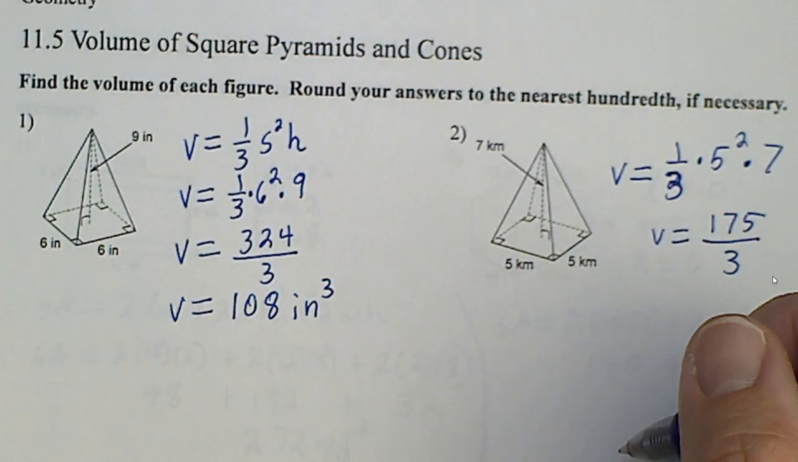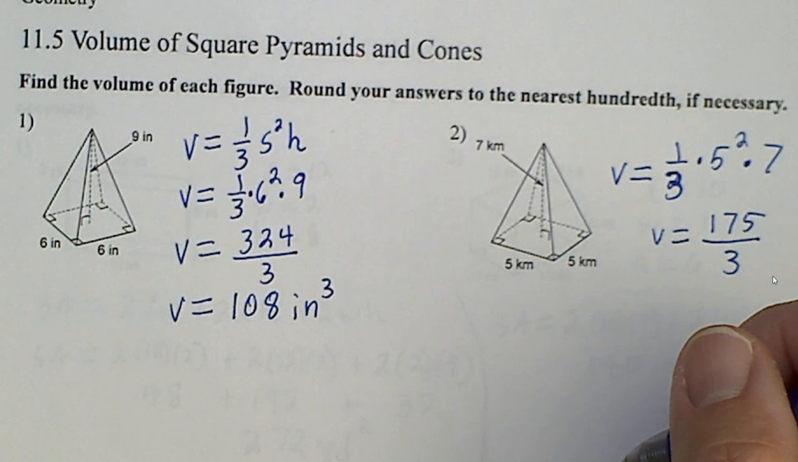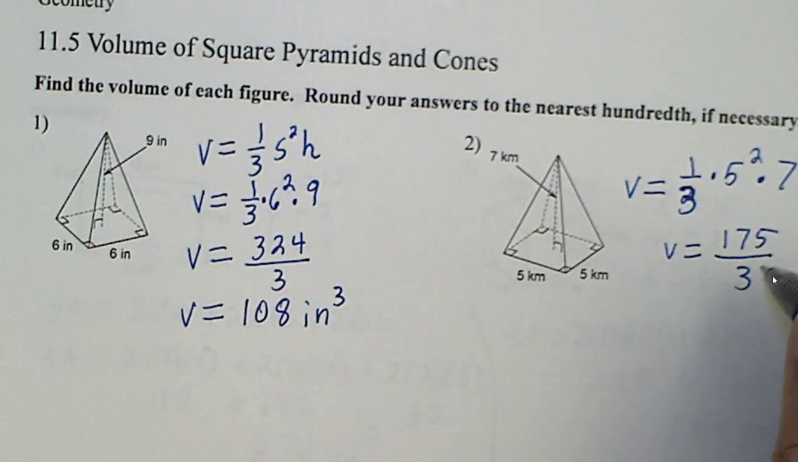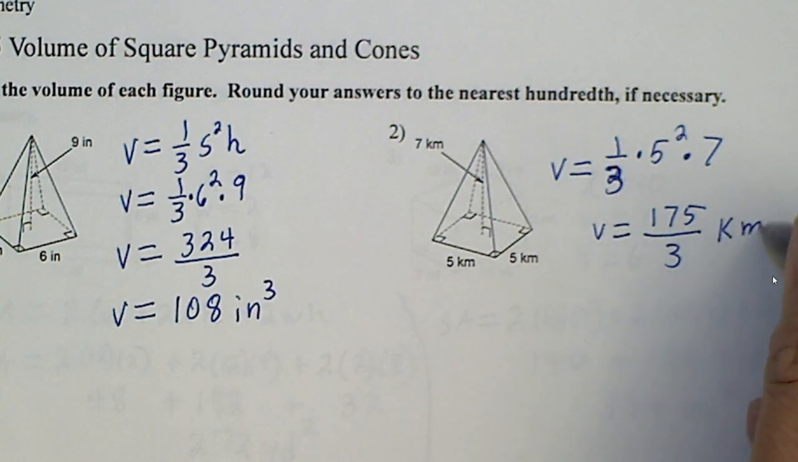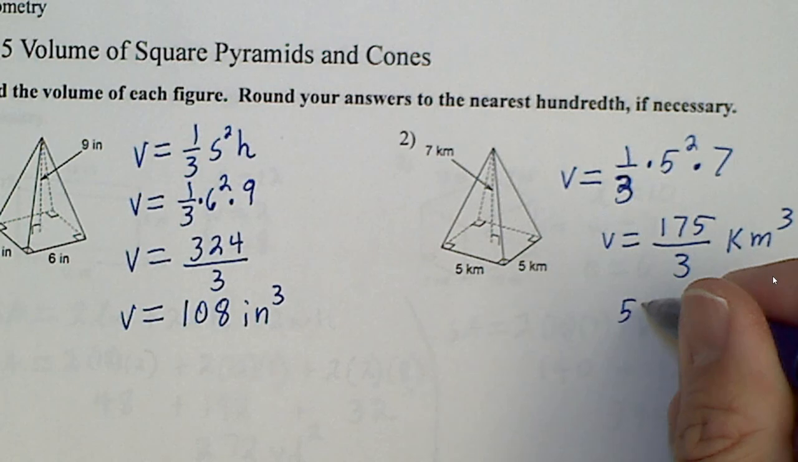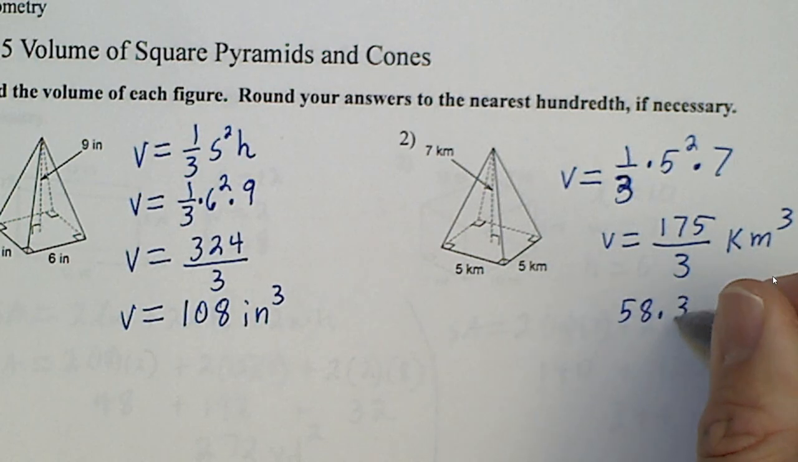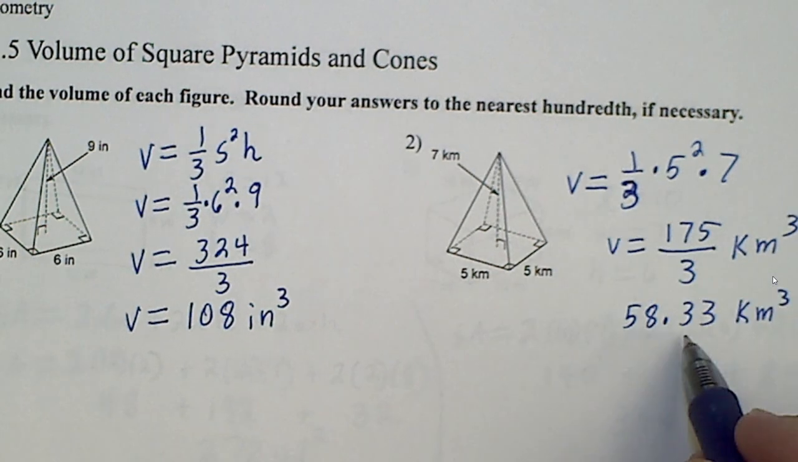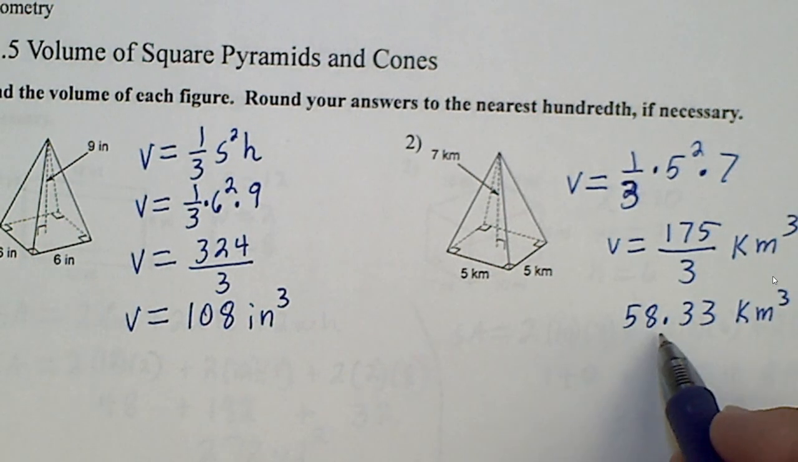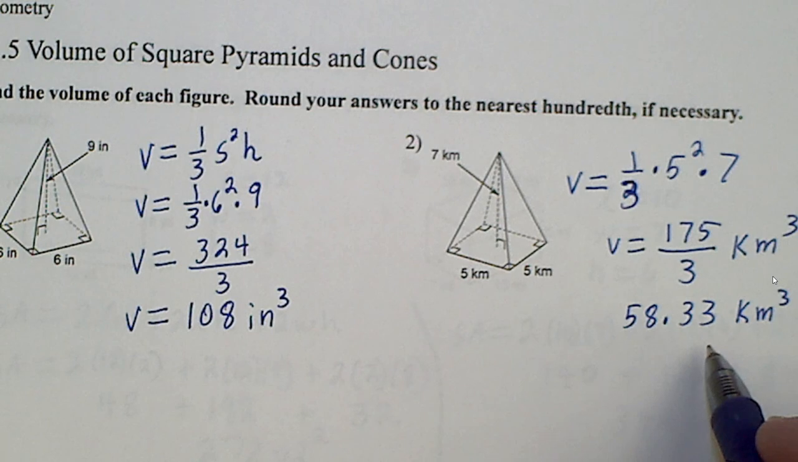And then if you take 175 and divide by 3, this one actually does not divide evenly. So again, for me, if you want to keep it in terms of an improper fraction, that is fine. I would accept this 175 thirds cubic kilometers. If you prefer the decimal, it would be about 58.33 cubic kilometers. Right? It's one of those decimals where the number keeps repeating. It's 58.3, so rounded to the nearest hundredth would be 58.33, if you prefer that.